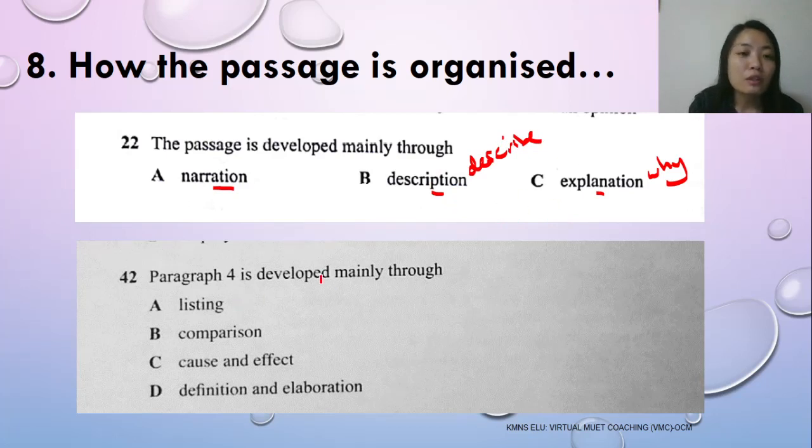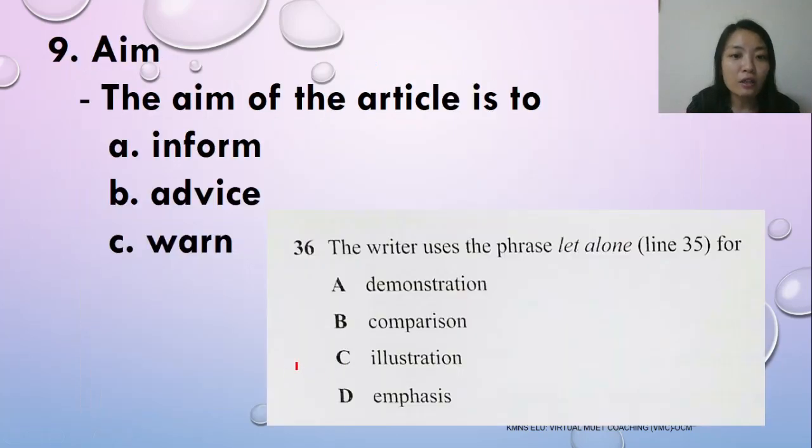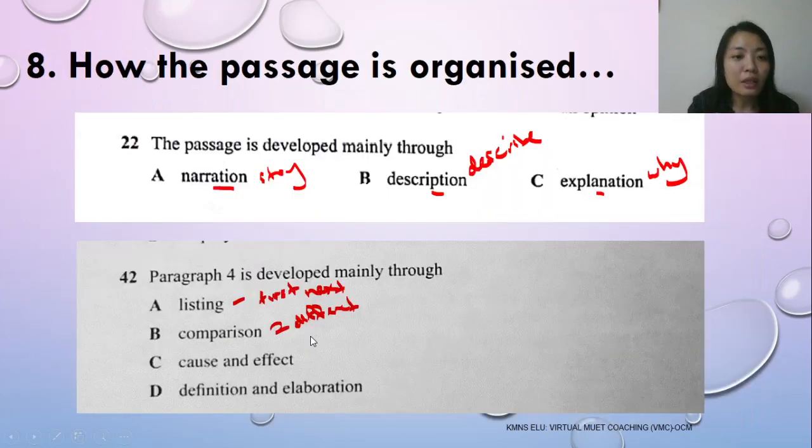Sometimes they give other options as well. Listing is just listing everything one by one. First this, second this, third this. Slightly different from narration. Narration is more like a story. Listing is just putting out one by one. First, next. First, next. Comparison is comparing two different things. This one and that one. Cause and effect would be saying that this happened and therefore this was the result of it. And then definition would be to define something, and then elaboration. So understand what all these terms mean, because they may ask you again in the exam.